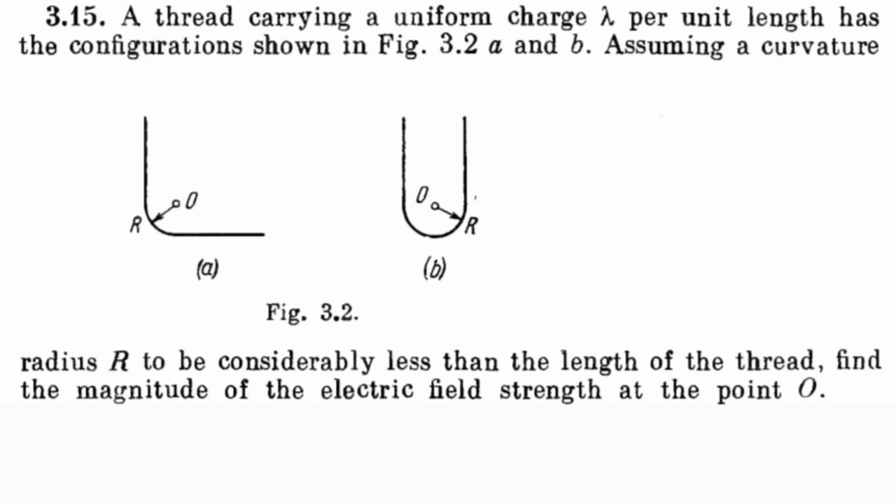So we deal with the next problem in the series, and the next problem in the series is problem 3.15. The problem is stating a thread carrying a uniform charge lambda per unit length has the configuration as shown in figure A and figure B. Assuming a curvature of radius r to be considerably less than the length of the thread, then find the magnitude of the electric field strength at the point O.